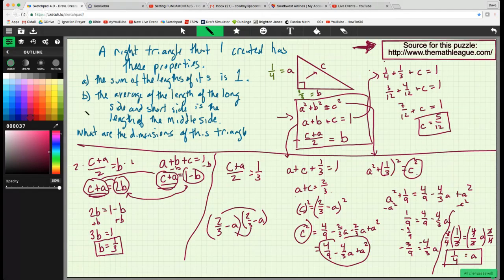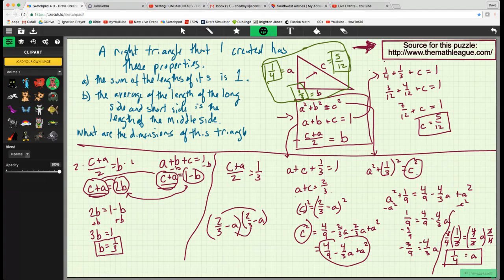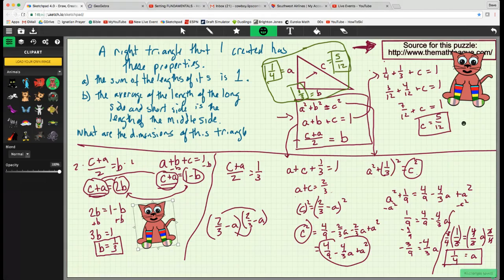And so our triangle is 1/4, 1/3, and 5/12. Wow, that deserves a giant happy cat. We're going to happy cat each of our little calculations here. And that is awesome. Now, for those of you who want to see something interesting with similar triangles and right triangles, I'm going to continue with this on one more page.